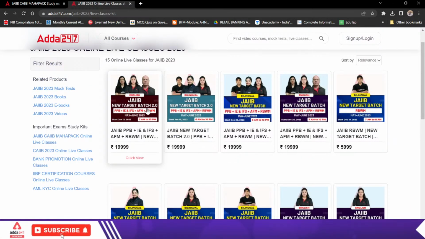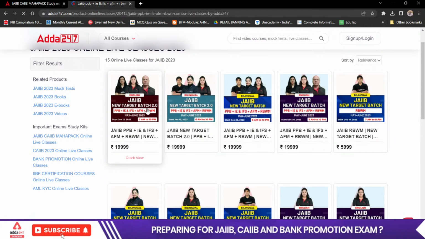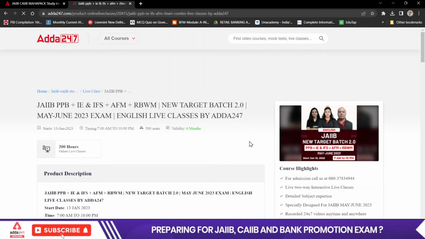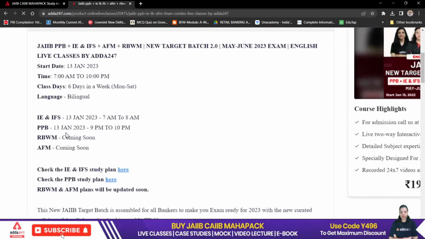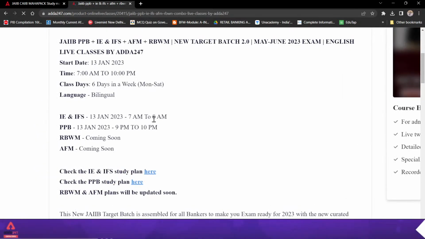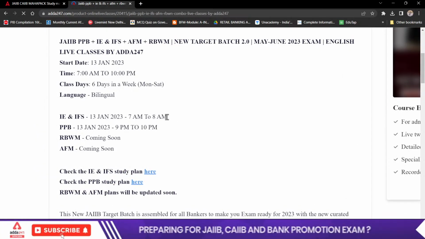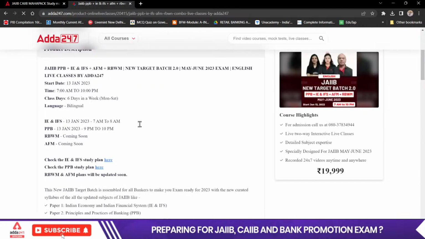And this is the latest batch, which is starting from 13th of January. That's the English medium batch. You can see the Indian economy and Indian financial system will be starting from 7 a.m. to 8 a.m. from 13th of January, and the PPP will be from 9 to 10 p.m.